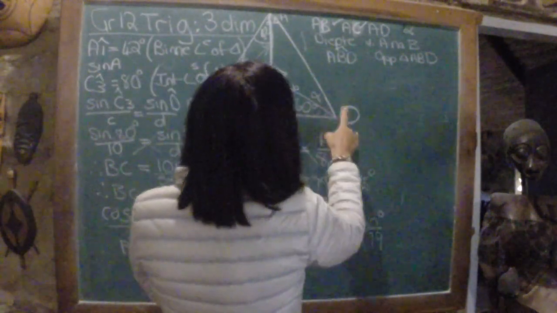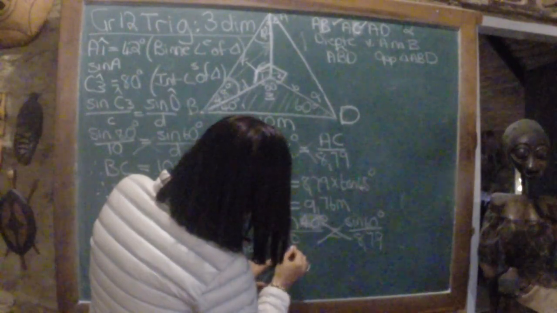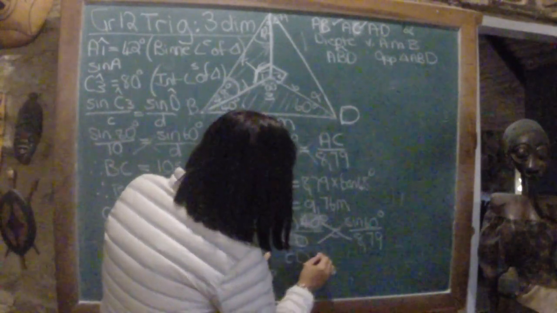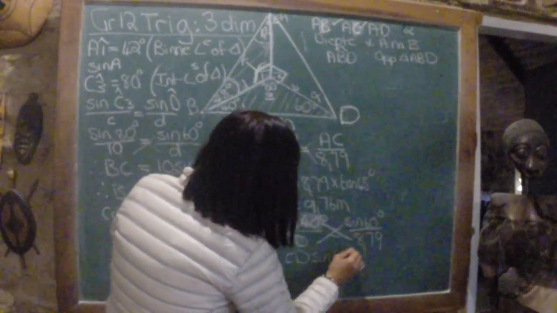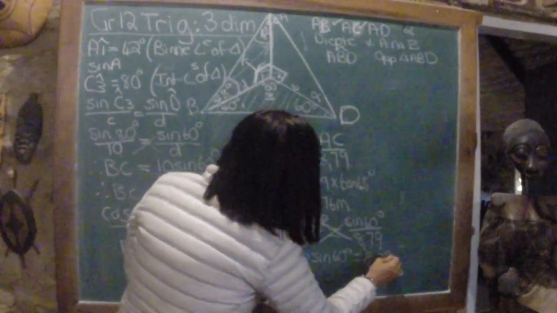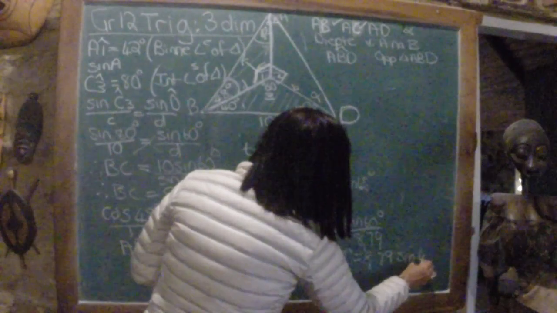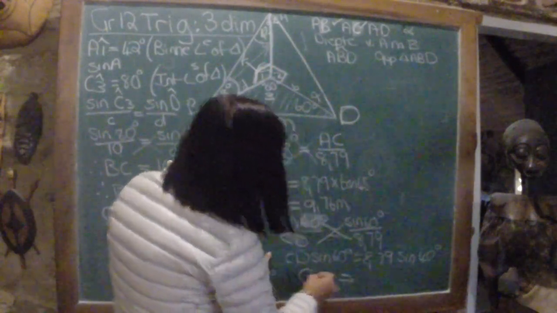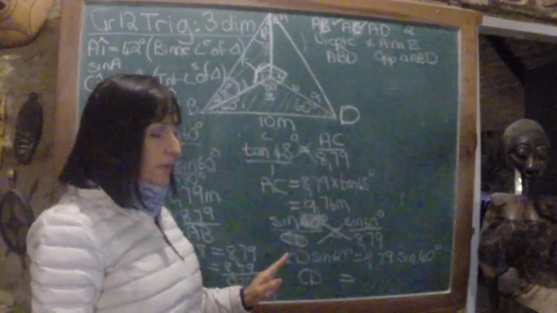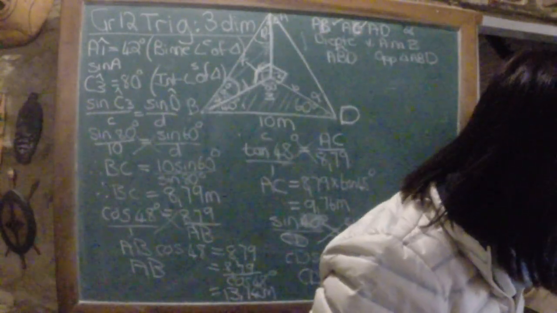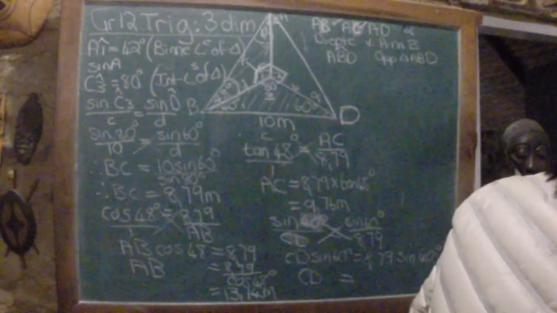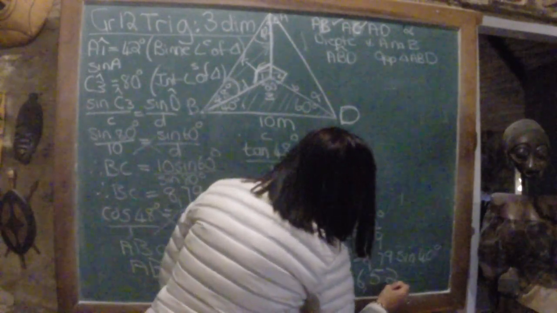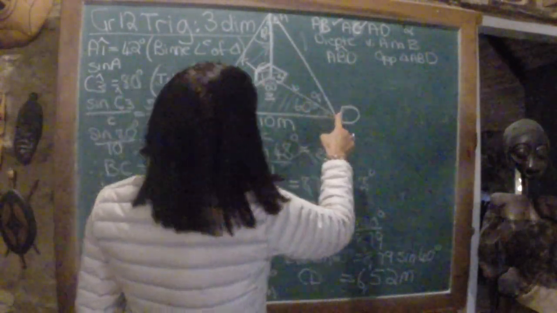Klein b is CD. Kom ons gaan kry vir CD. So CD maal met die sin van 60 is gelyk aan 8,79 maal die sin van 40 grade. Now you can divide with sin 60 on both sides, en dan kry jy die antwoord van CD as 6,52 meter. So nou het ek vir CD.